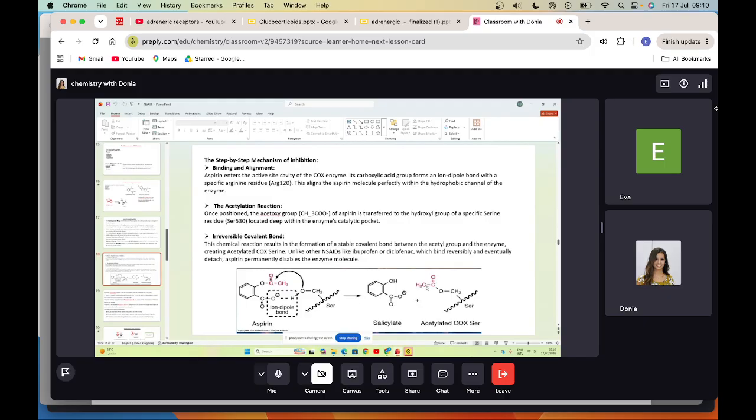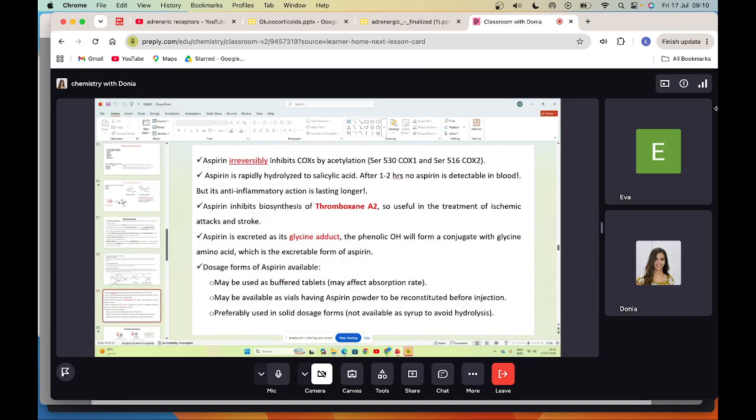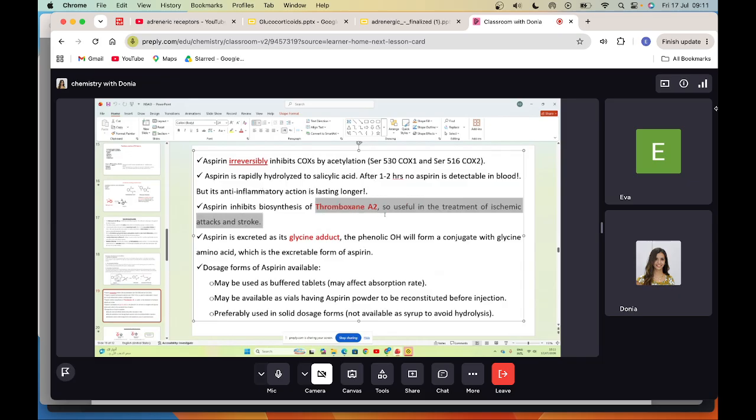So all of this we have already mentioned. Aspirin irreversibly inhibits the COX by acetylation of the serine. We said it's rapidly hydrolyzed to salicylic acid. After 1 or 2 hours, you would not have aspirin inside your blood. But its anti-inflammatory action lasts longer because it inhibits irreversibly. Again, it inhibits the thromboxane, so it's used as an antiplatelet for treatment of ischemic attacks and stroke.